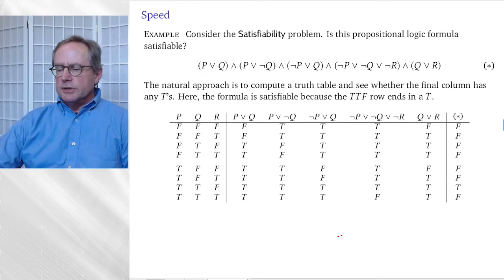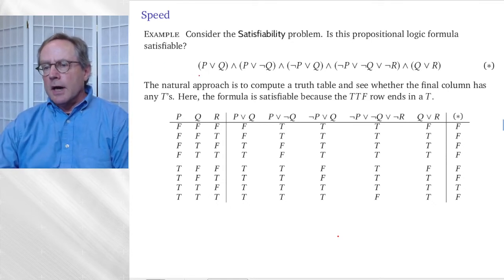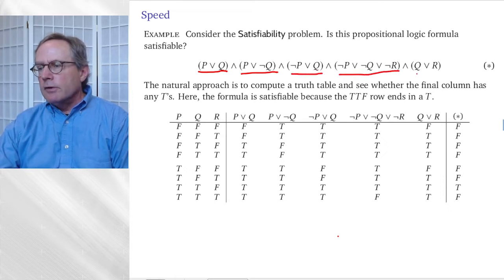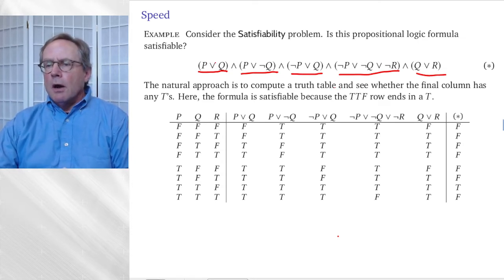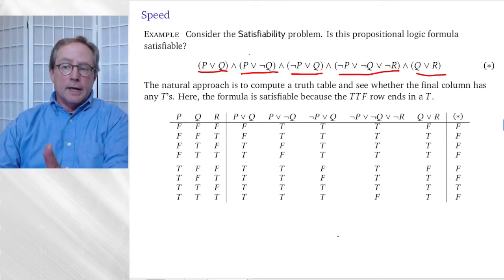So here's a propositional logic formula. It's got one clause, two clause, three clause, four clause, five clauses, and I'm asking, is it satisfiable? Is there some assignment of truth values to P, Q, and R? They have three letters, P, Q, and R, that ends up with a T.